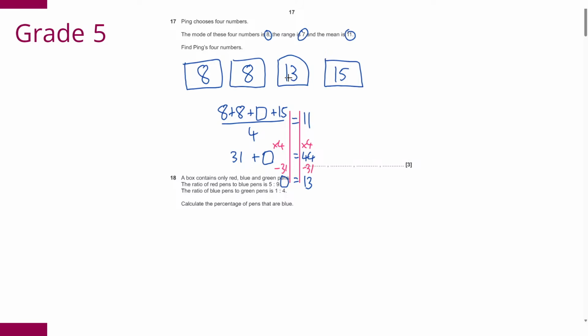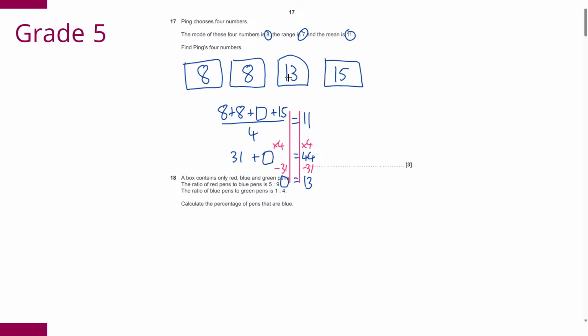Always check though. Okay, is the mode 8? Yeah, because we've got 2 8s and we haven't got 2 of any other number, right? Is the range 7? Yeah, because 15 take away 8 is 7. Is the mean 11? So I'm going to type in 8 plus 13 plus 15 divided by 4.